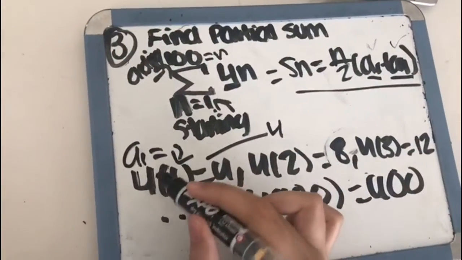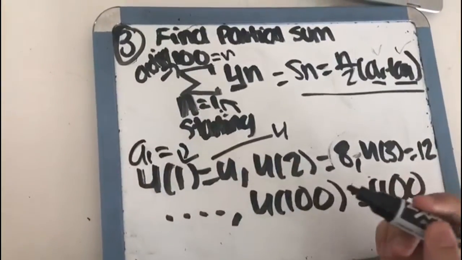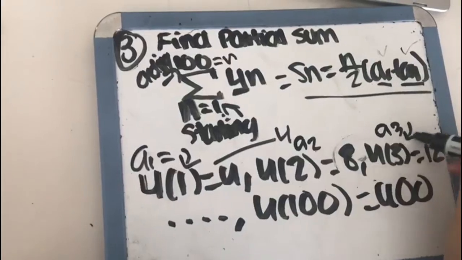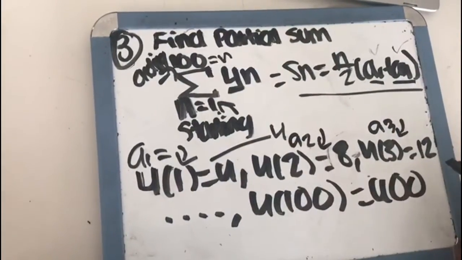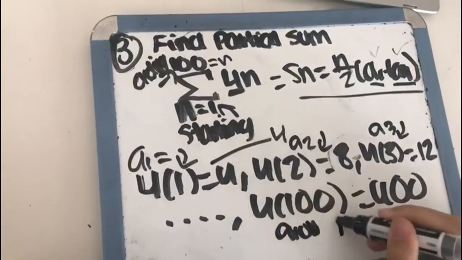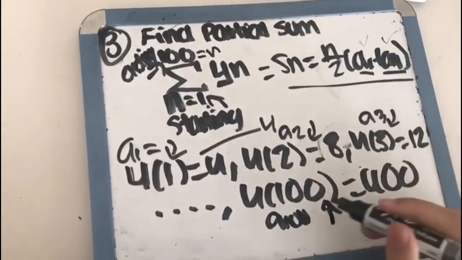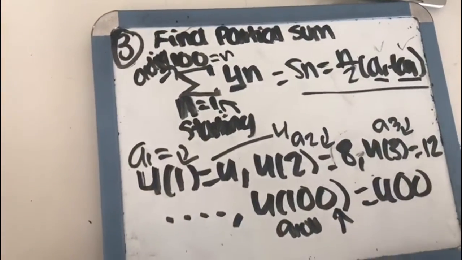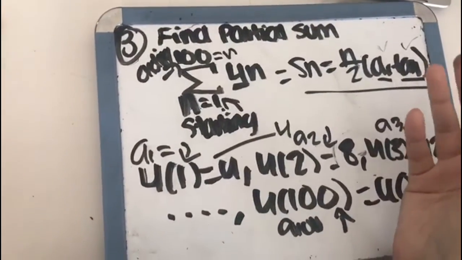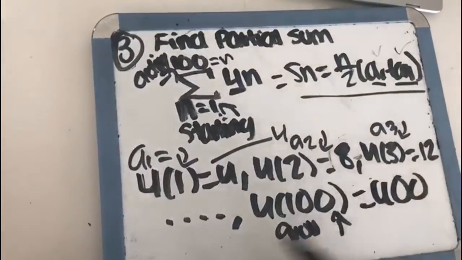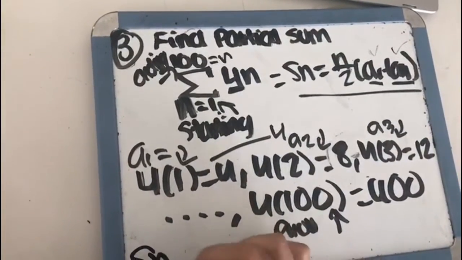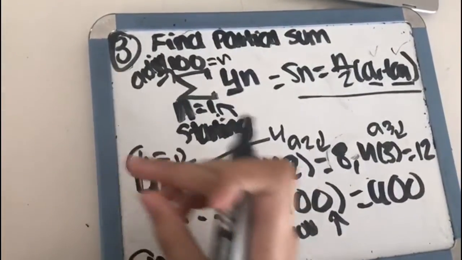You see how a1 will be basically a substitution of 1 for n, right? And this is a2 and this is a3. You see how it's going by as a pattern. And this is 100, which gives basically 400. So now let's replace the numbers with the terms. Sn will just stay the same. You won't have to replace Sn.